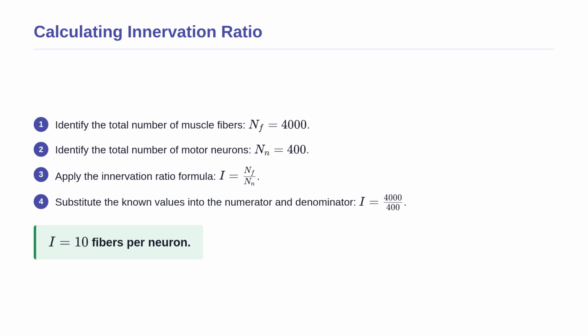We start by stating our knowns and setting up the formula. We substitute 4,000 for the total fibers in the numerator and 400 for the total neurons in the denominator. Dividing these gives us a final ratio of 10. This extremely low number means each neuron controls only 10 fibers, allowing for incredibly tiny, precise adjustments of the eye.